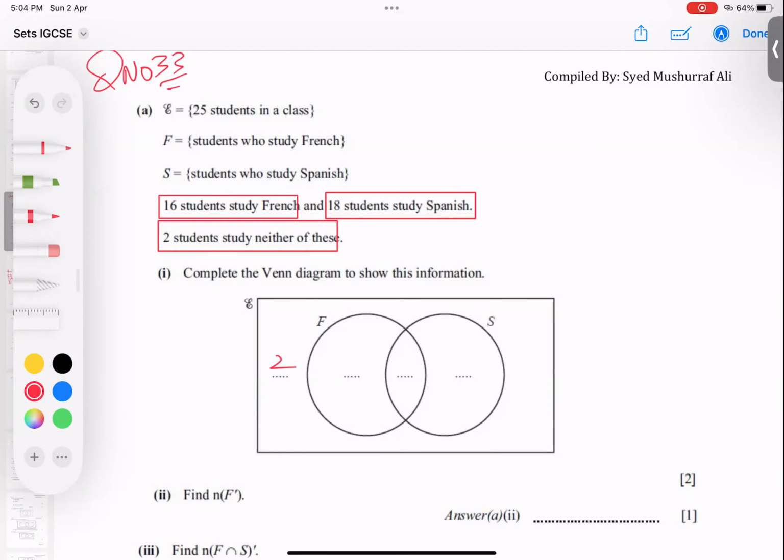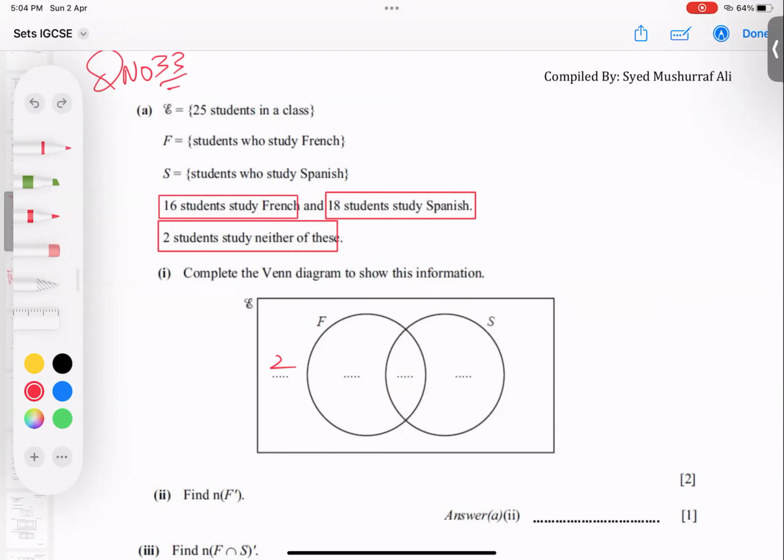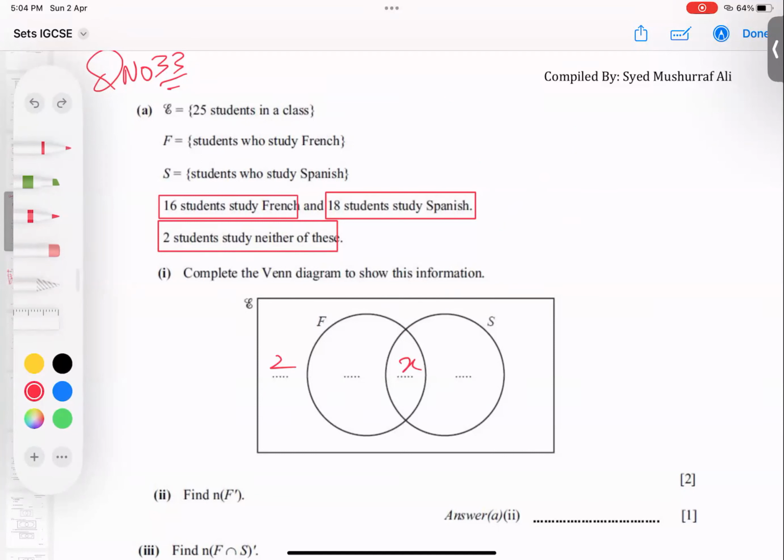Now I tell you, whenever you're dealing with this kind of question, always start from the common part, from here. Check in the question if something is given regarding this. If given, I'll start from here. If not given, then I will assume X, and I will assume the middle part as X. Now the interesting part is going to come.